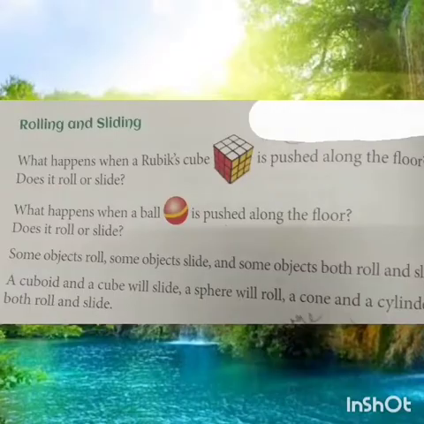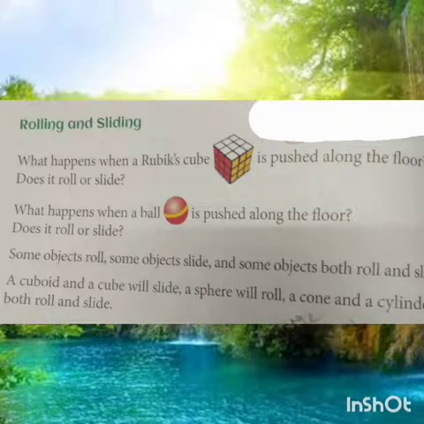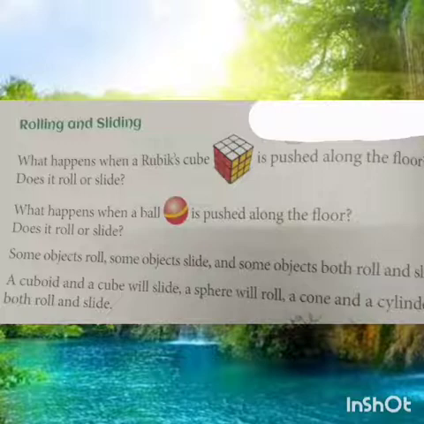The next topic is rolling and sliding. You know very well what is meant by rolling and what is called sliding. For example, if you throw your pencil, what will happen, children? Remember? Okay, you can take your eraser. If you push that on the floor, what will happen? It will slide. You can take an eraser or a box, and it will slide.